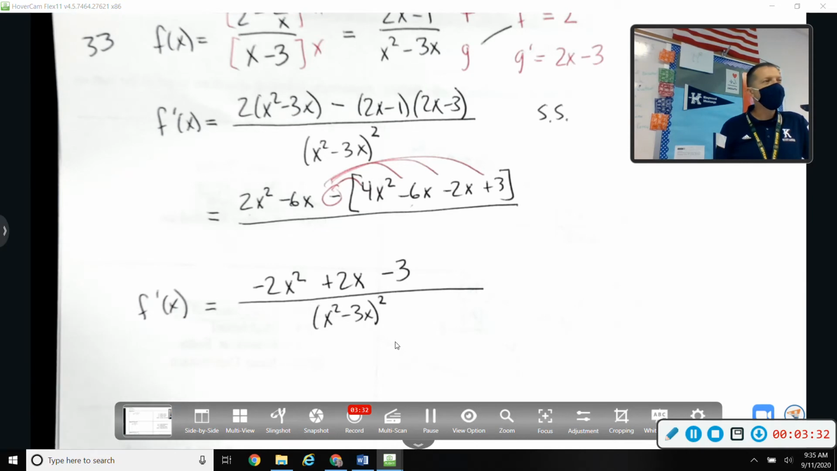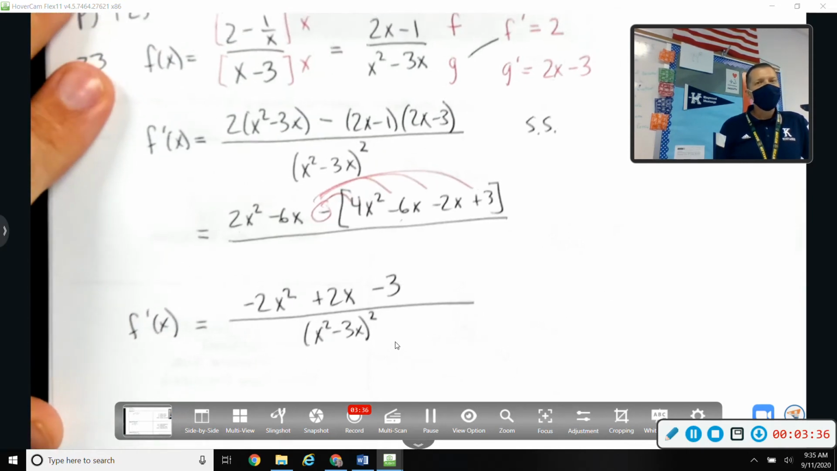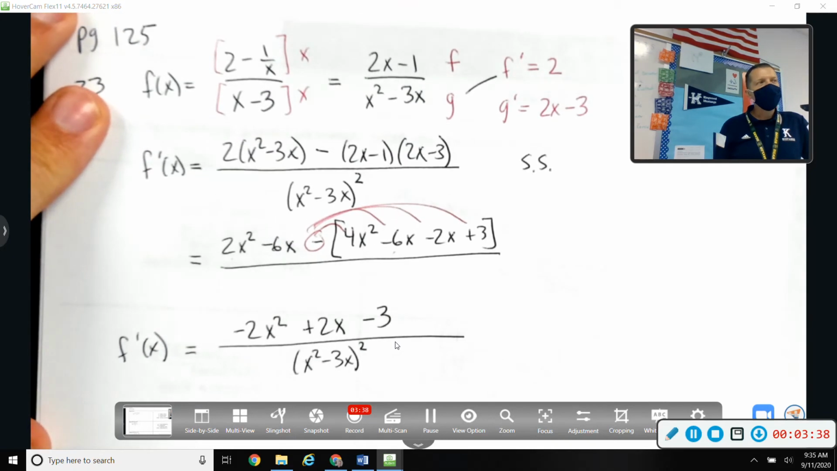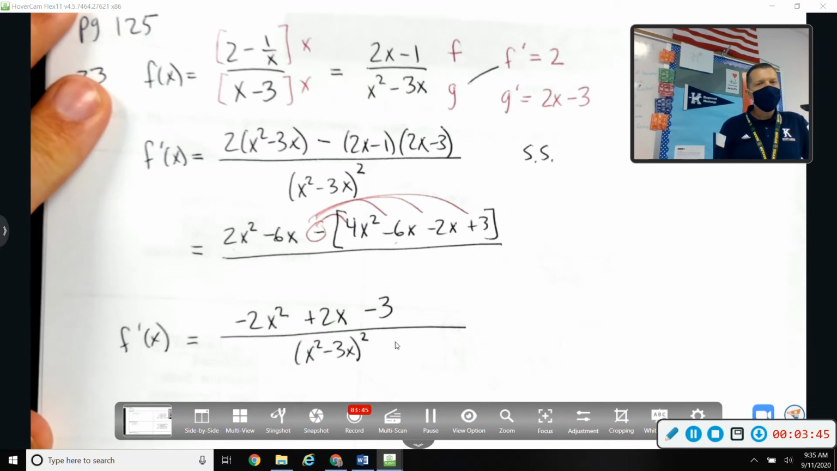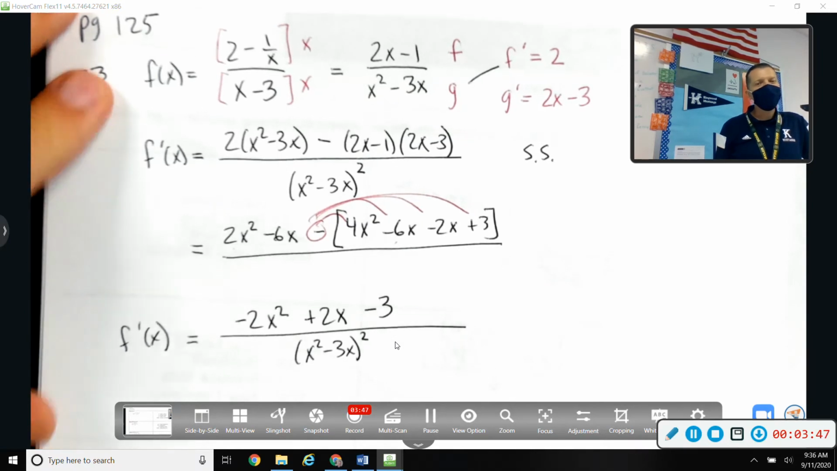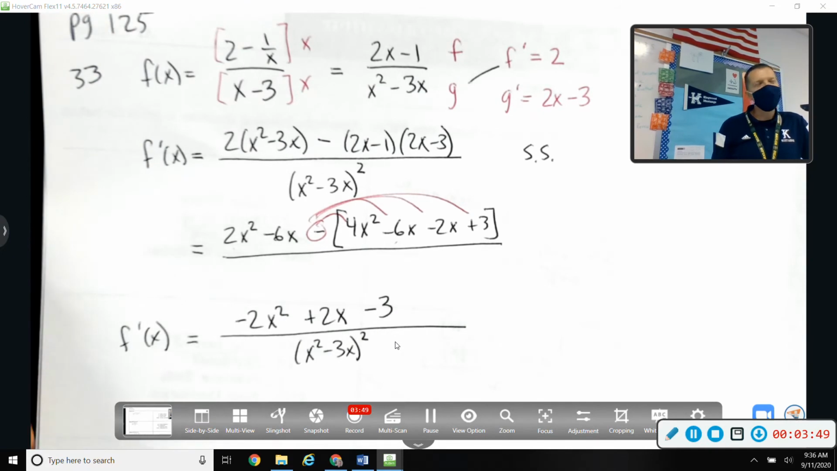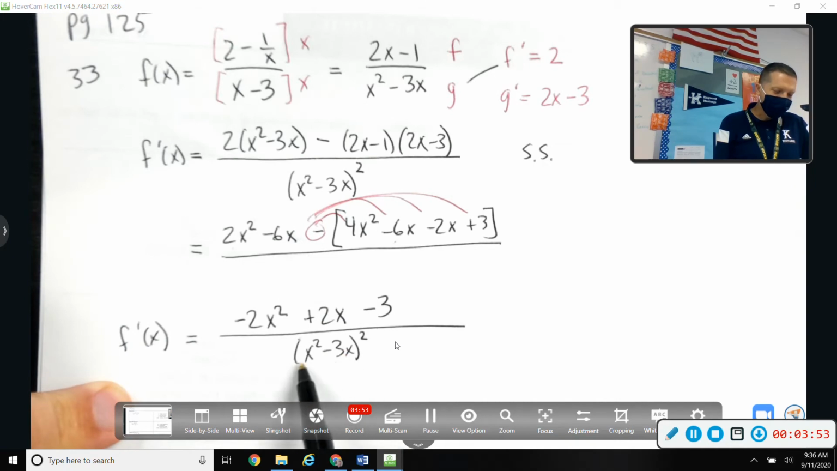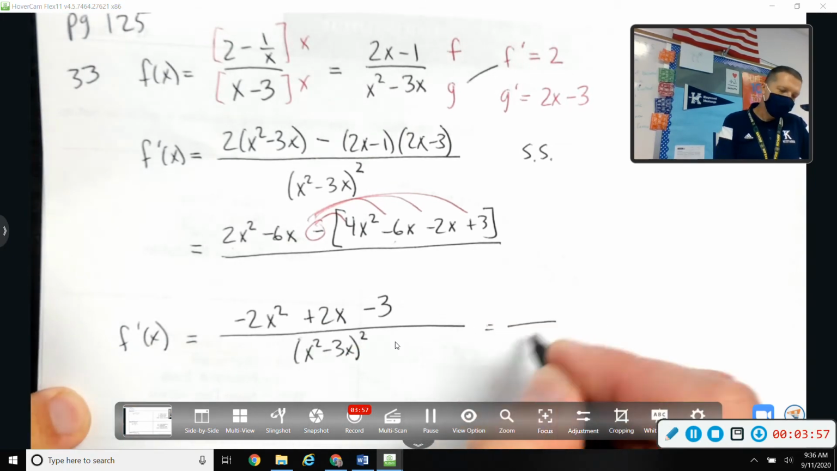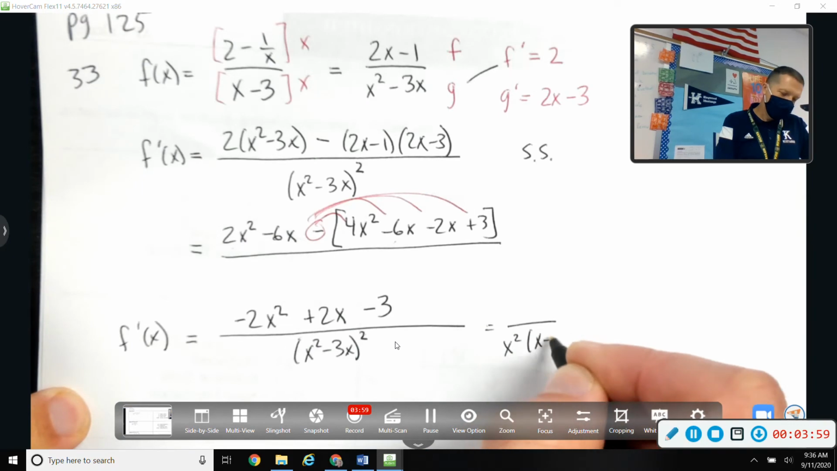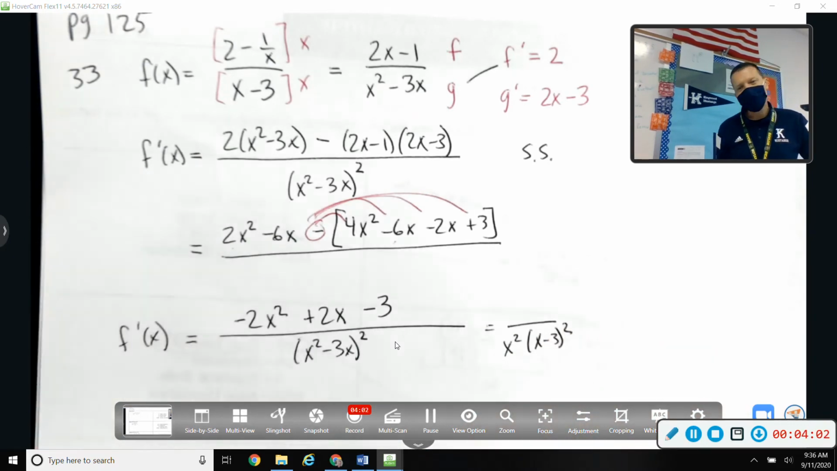Does that look familiar, or do you remember? I think that's what it said in the book. It just pulled out the x squared on the bottom. But okay, yeah. Again, why? You could factor out an x from both of those, but it's squared. Yeah, I mean, why would you do that? But you could.